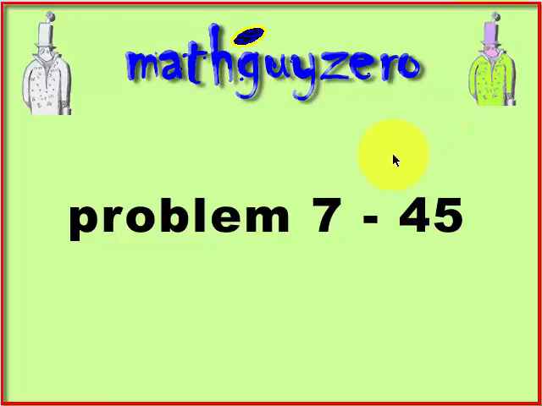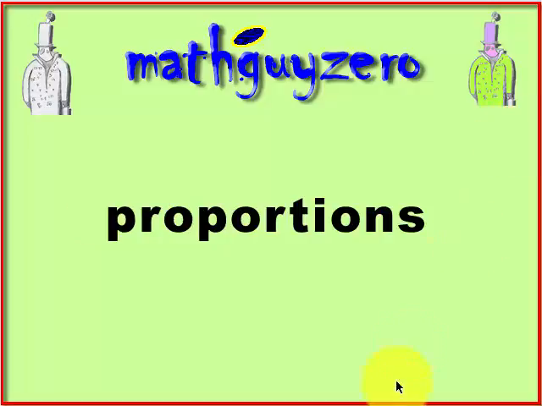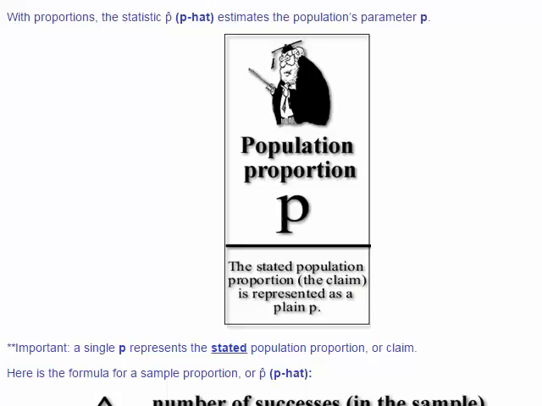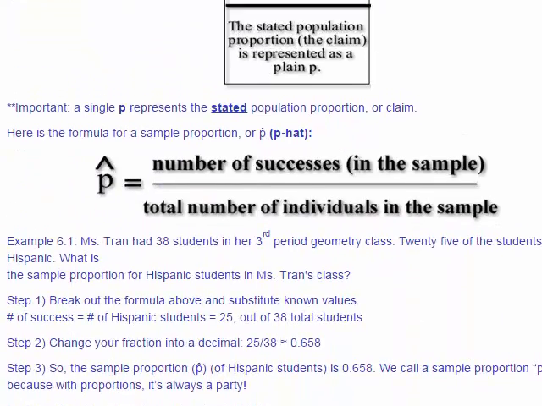All right, now we're going to start hitting proportions. Proportions work just like everything else with the standardized z-score. So proportion is, by definition, the stated population proportion, represented by a plain p. And p hat, or in the book that you're using, p with a bar over it, is the number of successes in a sample over the total number of individuals in the sample.